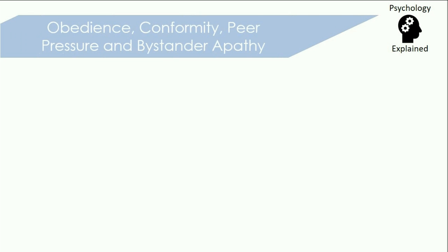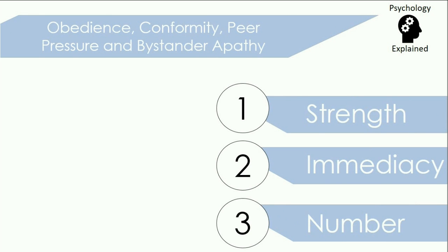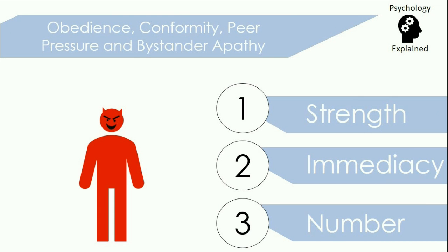Okay, so that's it. We've covered how obedience, conformity, bystander apathy, and peer pressure can all be altered and manipulated through the use of strength, immediacy, and number. Please don't go using your newfound knowledge for evil.